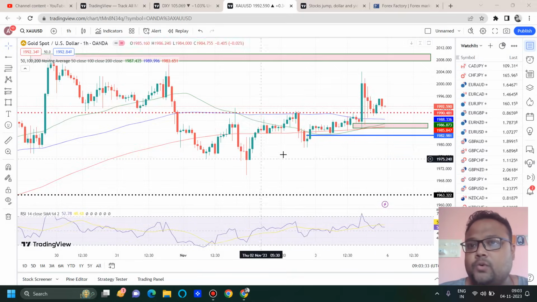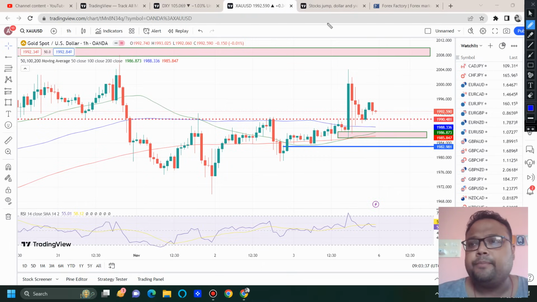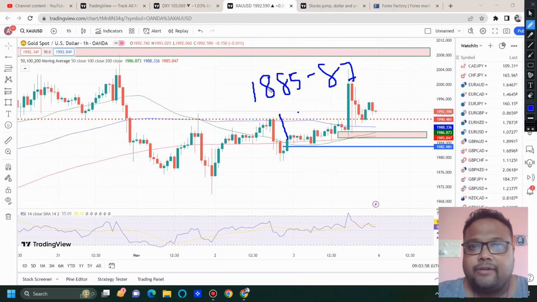So let's discuss one by one. The market opening here will be very important. As I said, the market took support around 1990, the previous support, and the market bounced. So right after the market opening, if you see gold coming down, then your first support will be around 1885 to 1887, and the second support will be around, sorry, not 1885, it's 1985. Okay, 1985 to 1987.